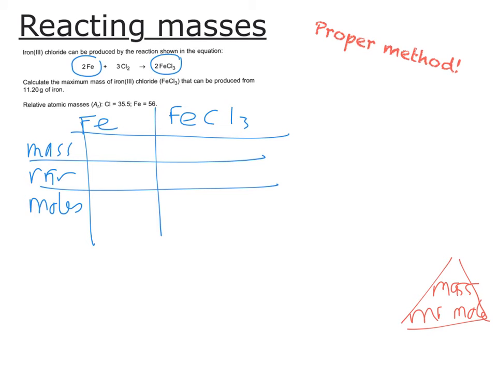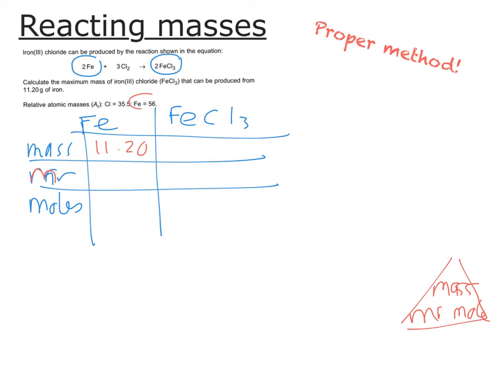Okay, so the information from the question says calculate the maximum mass of iron chloride that can be produced from 11.2 grams of iron. So I can instantly write in here for mass 11.2 grams. And I haven't got a mass of the iron chloride yet because that's what I'm trying to work out. Now, I can fill in this next part here. I can write in the MR of the iron and the iron chloride as well.